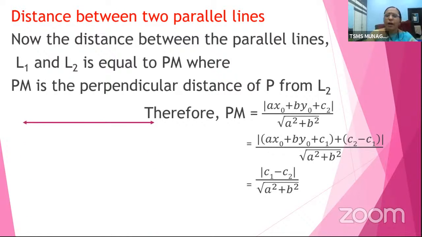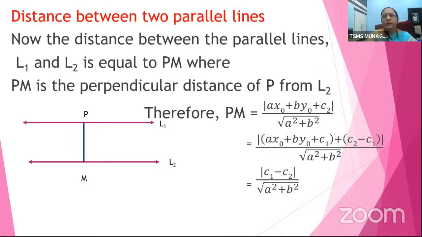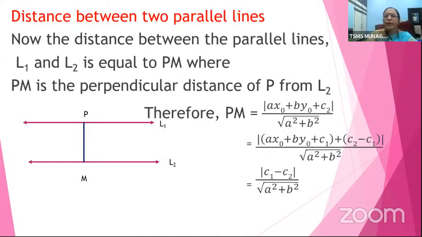So how are we going to see this geometrically? See, these are the two parallel lines, and this is the perpendicular distance between them. P is lying on one line, M is lying on the other line. The perpendicular distance between these two lines is called the distance between the parallel lines. So the distance between parallel lines is modulus of c1 minus c2 by root of a square plus b square. So this is how we have seen.